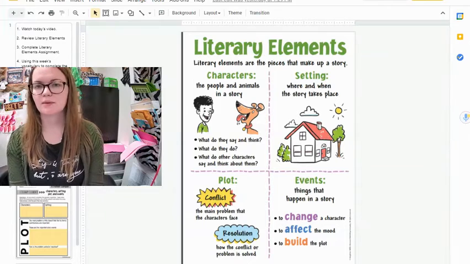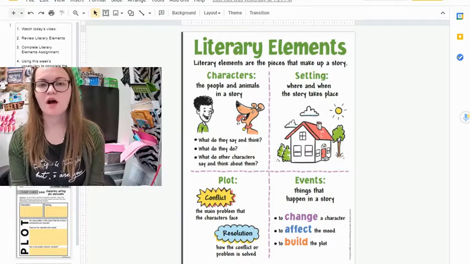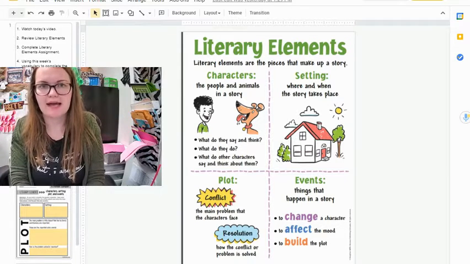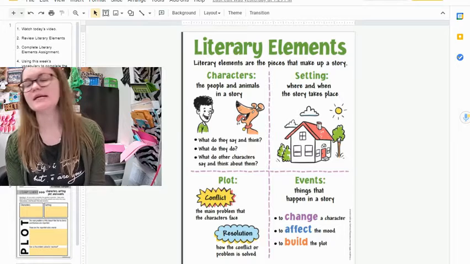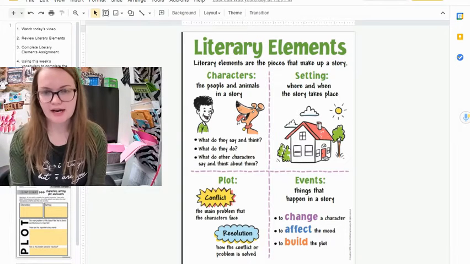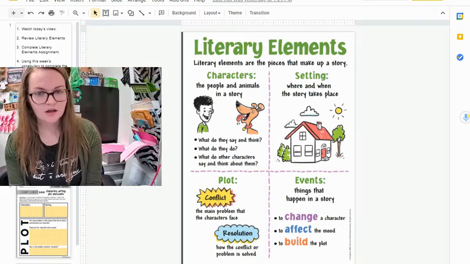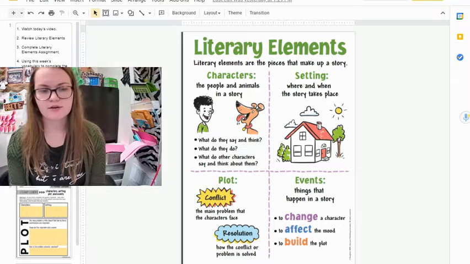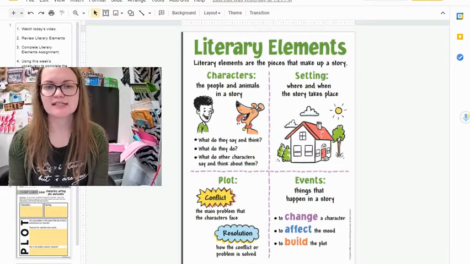Let's talk literary elements. Literary elements are just all the pieces that make up a story, okay? You've been learning about literary elements since forever, but the basics of it are the characters, the setting, the plot, and the important events. So let's dig into this a little more.